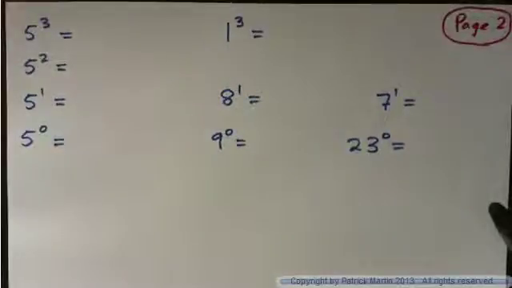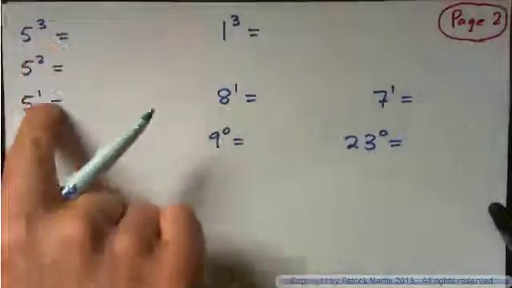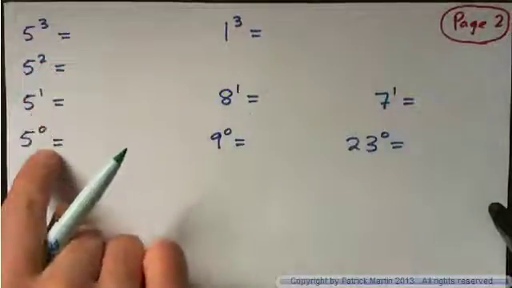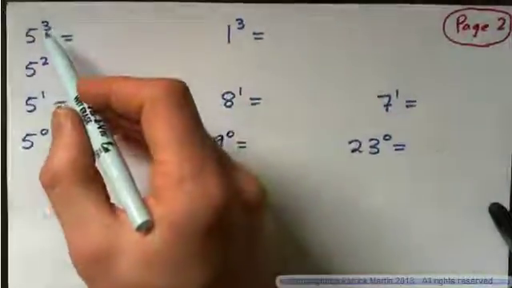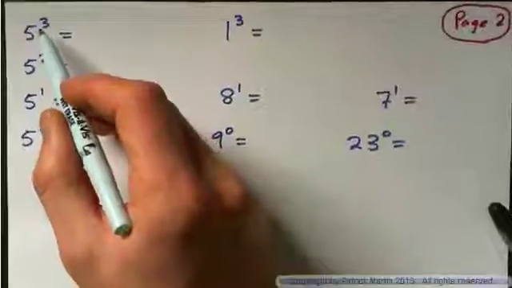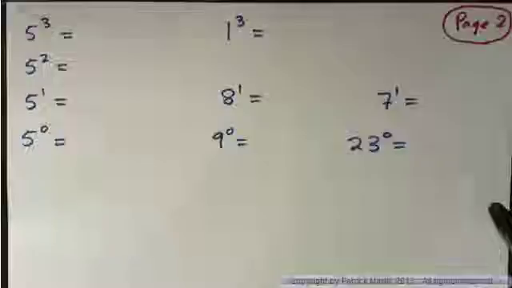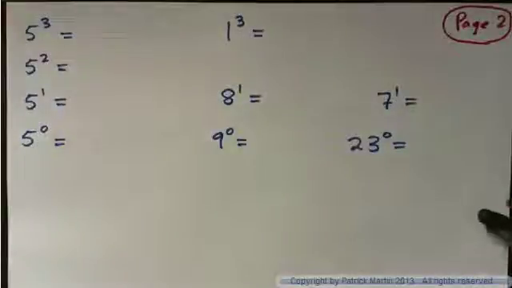So on page 2, what I'd like you to do is calculate powers of 5. Press pause and figure all of these out. 5 cubed, 5 squared, 5 to the power of 1, 5 to the power of 0. By the way, 5 to the power of 3 can also be pronounced 5 cubed, C-U-B-E-D. I guess I should write that down.